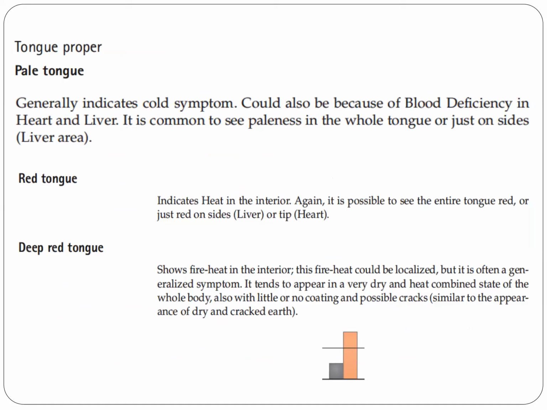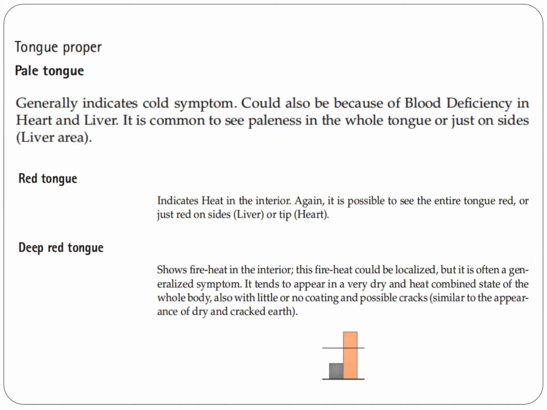Now let's go to the pale tongue. It generally indicates cold symptoms. It could also be because of blood deficiency in the heart and liver. It is common to see paleness in the whole tongue or just on the sides or on the liver area.